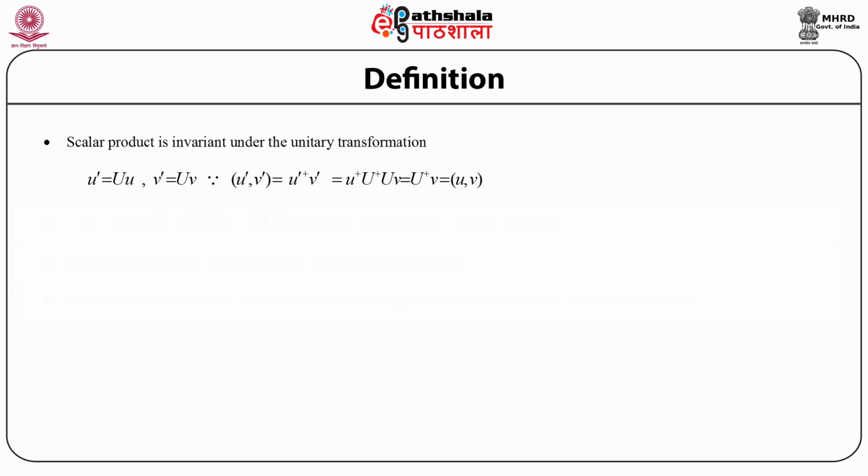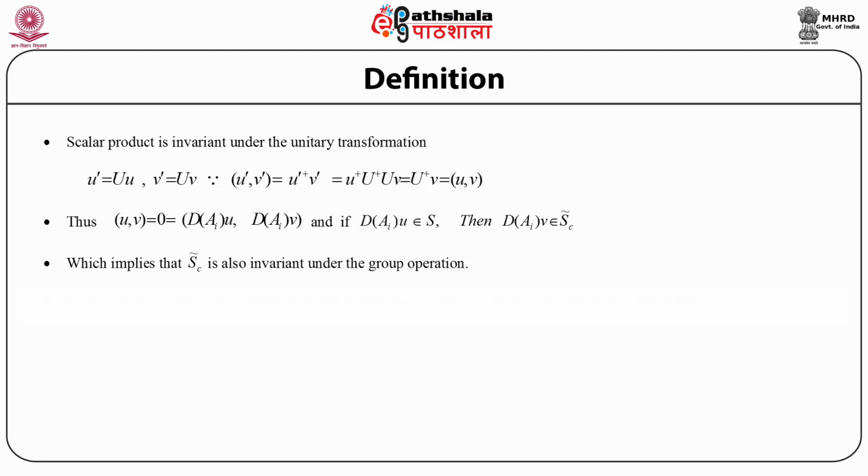This is a result which is known from your algebra class. Thus, the scalar product of two orthogonal vectors (u, v) equal to 0 implies the scalar product of the transformed vectors D(Ai)u and D(Ai)v is also equal to 0. Thus, if D(Ai)u belongs to the space S, then D(Ai)v belongs to the complementary space S, which implies that complementary space is also invariant under the group operation.